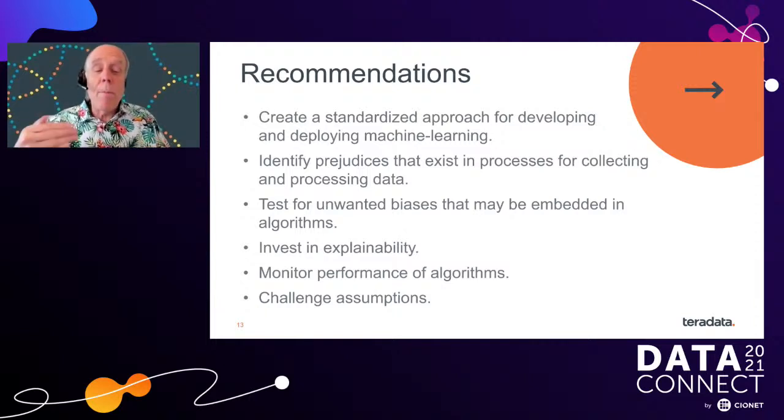Test for unwanted bias that's going to be embedded in the algorithms by constantly monitoring the performance of the model across different communities. Invest in explainability. Of course, I know that we want our models to be more and more accurate. I'm a big believer in that, but if you can't explain why the decision is made to a consumer or a decision maker within your organization, then the model is not going to be as fully useful as it could be. So, you know, that explainability is very important.